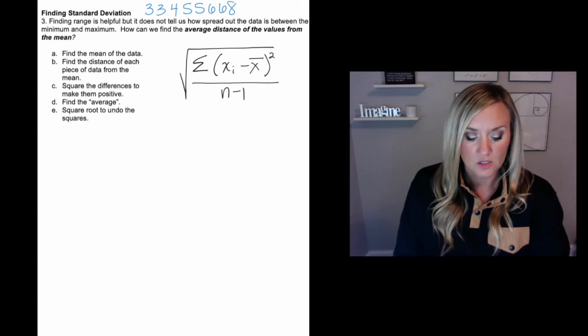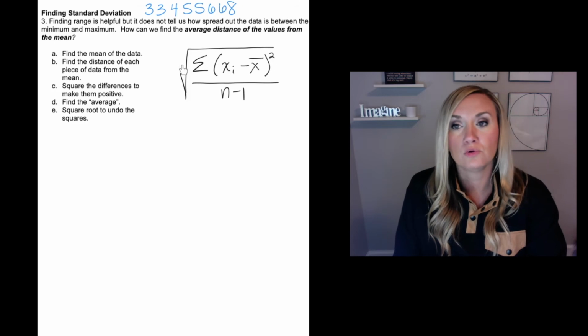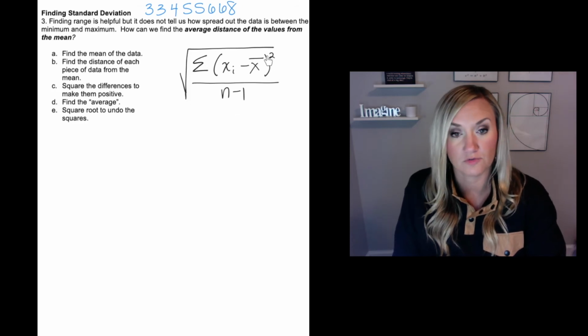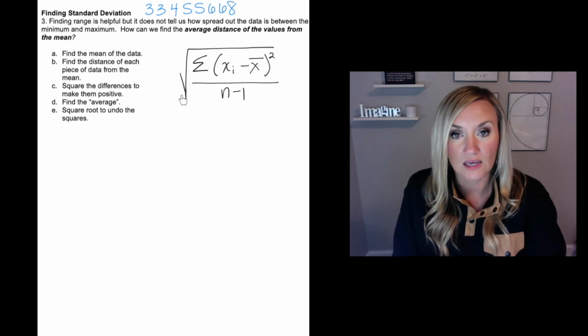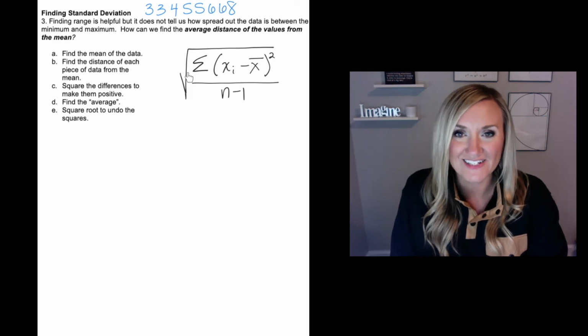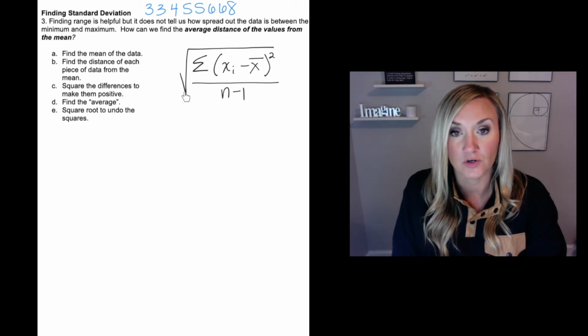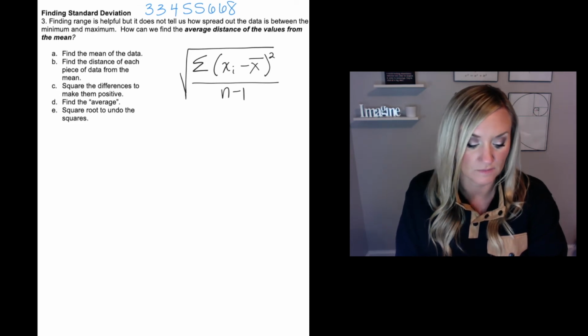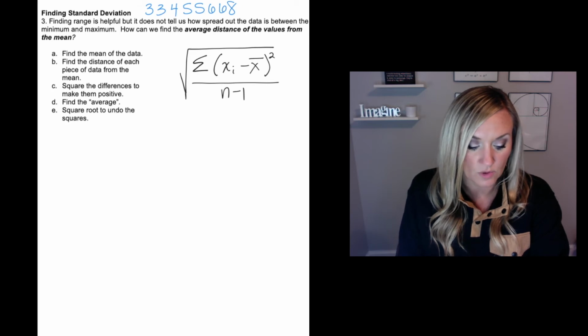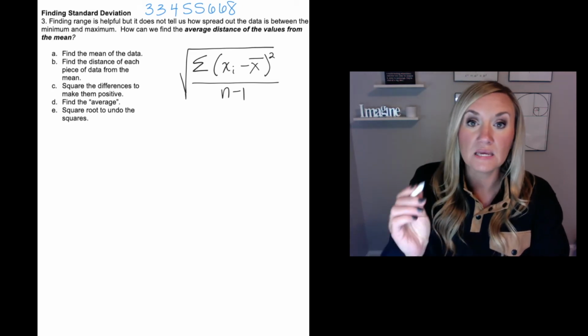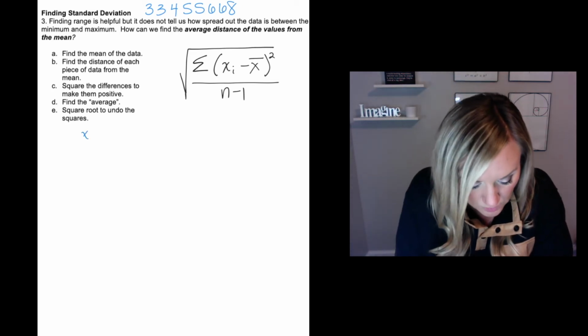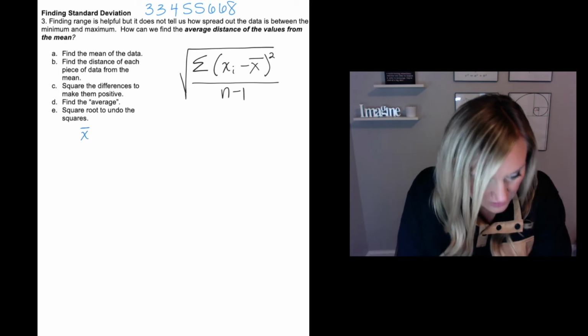Okay, so this beautiful piece of math is how we can calculate the standard deviation, right? This is the summation of x sub i minus x bar, squared, all over n minus 1, and this fraction is all under the radical square root sign here. Okay, so the first thing that we're going to do is find the mean of our data. So step number 1 is to find x bar.